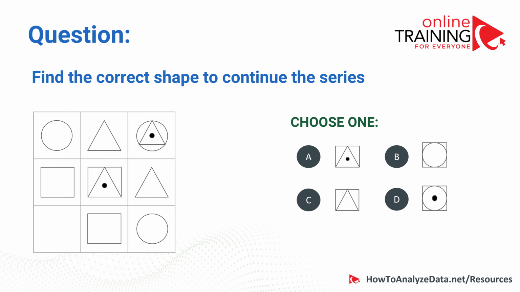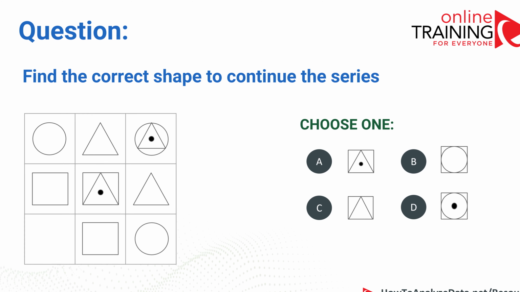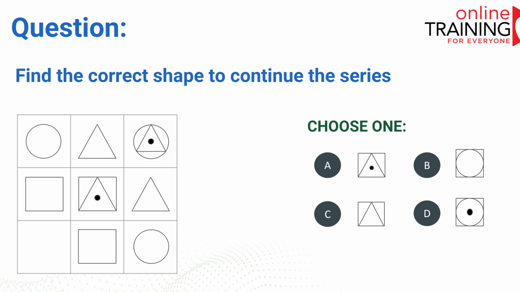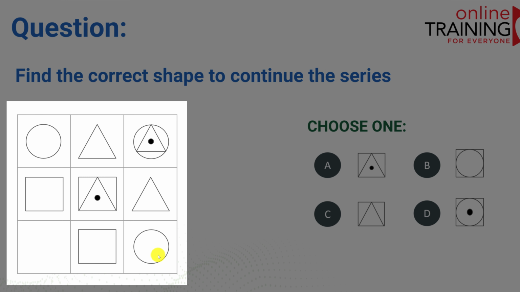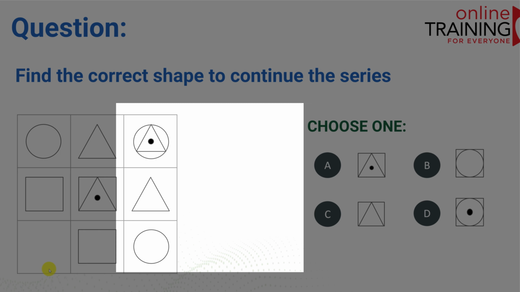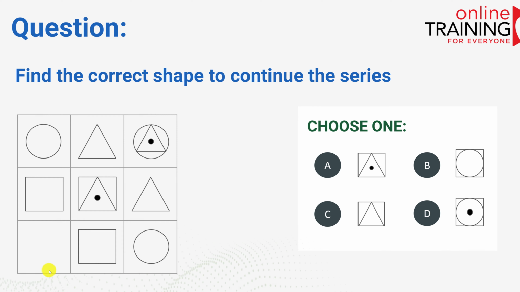Let's look at the question, which is frequently used as part of numeric reasoning test and aptitude test. Find the correct shape to continue the series. You're presented with the 3x3 box, which contains multiple shapes, and 1 shape is missing in one of the boxes. There are 4 choices. Can you detect which one is the correct one?